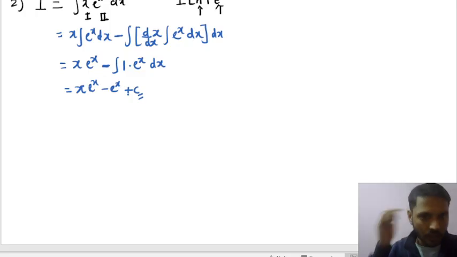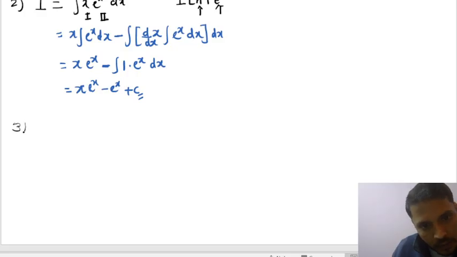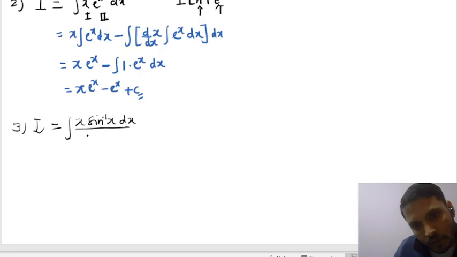Whenever we are given this type of question, we can apply this method. Now I am taking another question, this time with trigonometric terms, inverse trigonometry. Suppose we are given I equal to the integration of x into sine inverse x dx, divided by under root of 1 minus x square.